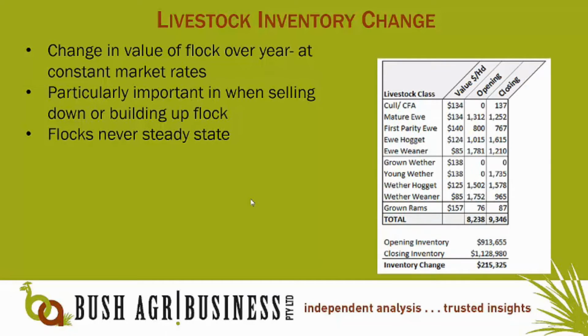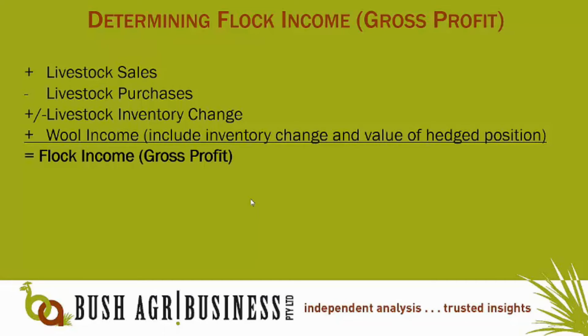So here we have an example, same one from before. We've applied a value for each class, work that out. The opening inventory is $914,000, and then we've got $1.13 million for closing inventory. So our inventory change is $215,000. So the value of livestock in the paddock, the flock numbers went up about 1,100 head. That equated to $215,000. So when we're working out our income, that gets added to income there as that livestock inventory change. If it was the other way and the flock decreased in size, we'd take that off.